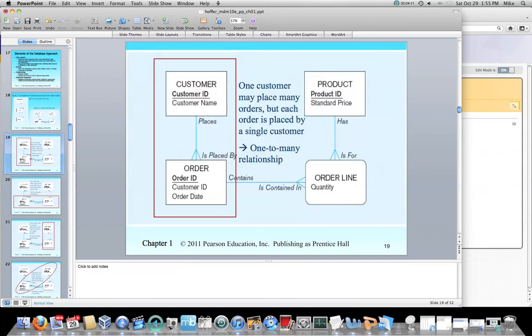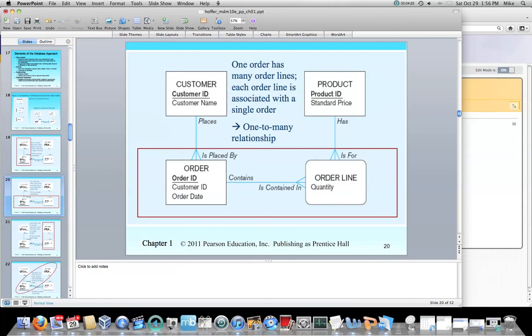So here we're getting more into the project level. Again, the rules, this is like a business rule. So one customer will place many orders, but each order is placed by a single customer. This relationship line, one order has many order lines, right? So any particular order could be for more than one product. But any order line can only be associated with one particular order.